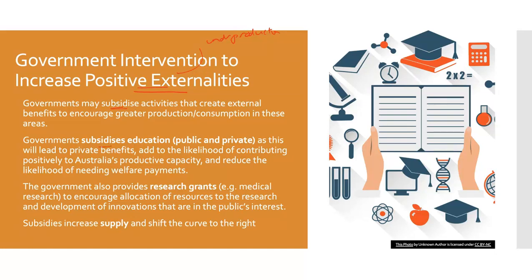So governments subsidise education, as this will lead to private benefits and add to the likelihood of more productive capacity. They might do research grants to encourage training and research and development. And these things will hopefully increase the supply and the demand for these products and shift curves to the right.